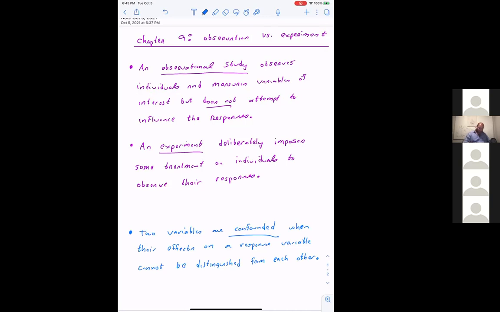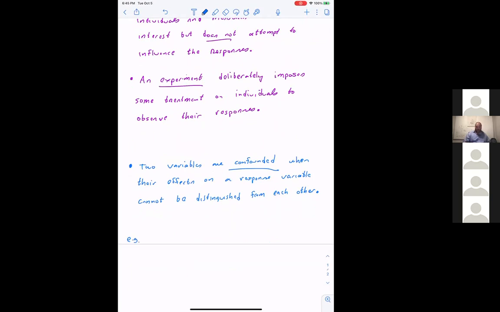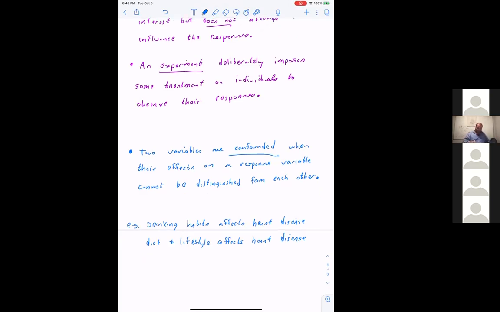So as an example of confounded variables, if we're looking at heart disease, drinking habits affect heart disease. Would you agree with that? Yes. Okay. And diet and lifestyle affect heart disease, correct? Yes. So if I'm doing an experiment and their drinking habits and their diet and lifestyle both change from person to person, I might have a difficult time determining the cause, if there is one, of heart disease, because these two variables are confounded. Their effects on the response variable might be difficult to distinguish. So that's a very straightforward example of confounded variables. Make sense so far? Yes. All right.